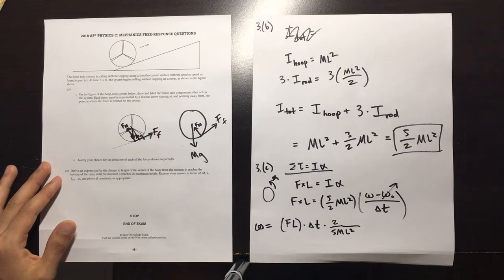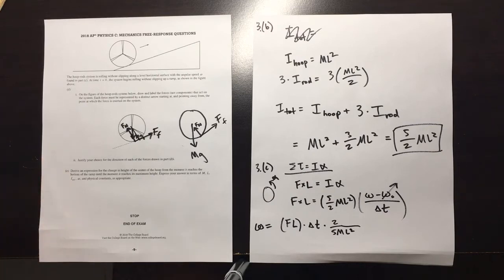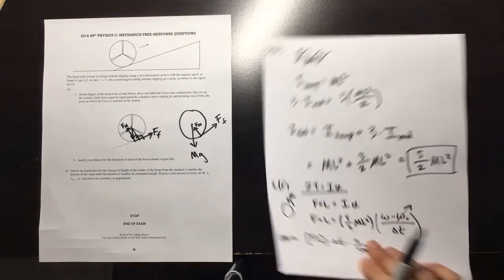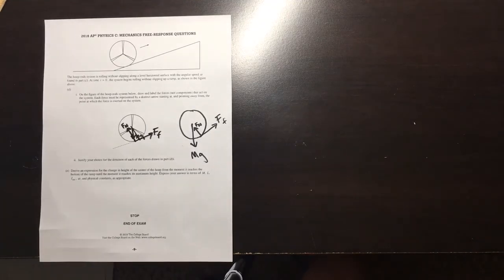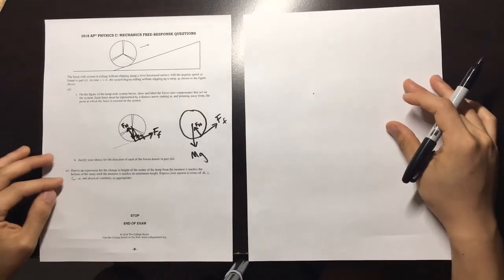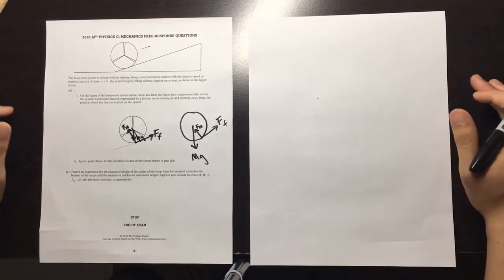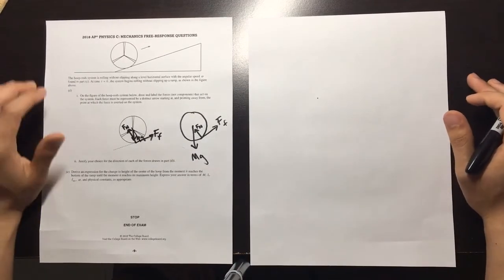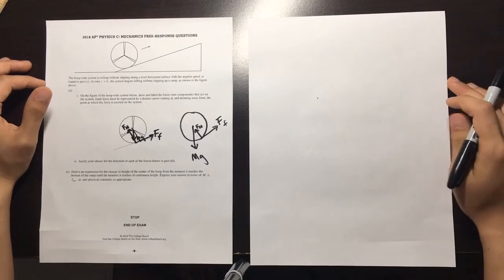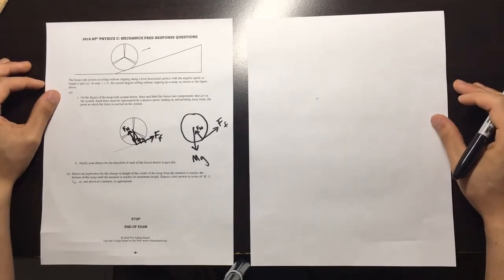Part E. Derive an expression for the change in height of the center of the hoop from the moment it reaches the bottom of the ramp until the moment it reaches its maximum height. Express your answer in terms of m, L, I total, and so on. Alright, so let's see this. This looks like a conservation of energy problem, since no slippage occurs, so only conservative forces do work on the system.